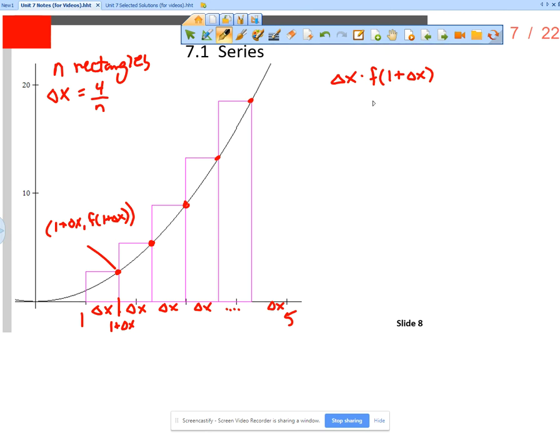Then what are we going to do? We're going to add to it the area of the next rectangle. So what's the area of the next rectangle? Well, once again, it's delta x wide times the height. So now we need to think about that point. What is that point? Well, I started at 1, I went over delta x, then I went over another delta x. So that's going to be 1 plus 2 delta x's, right? So that means the next point is 1 plus 2 delta x, comma, f of 1 plus 2 delta x. And so f of 1 plus 2 delta x is the height. So the second rectangle is going to be delta x wide times f of 1 plus 2 delta x.